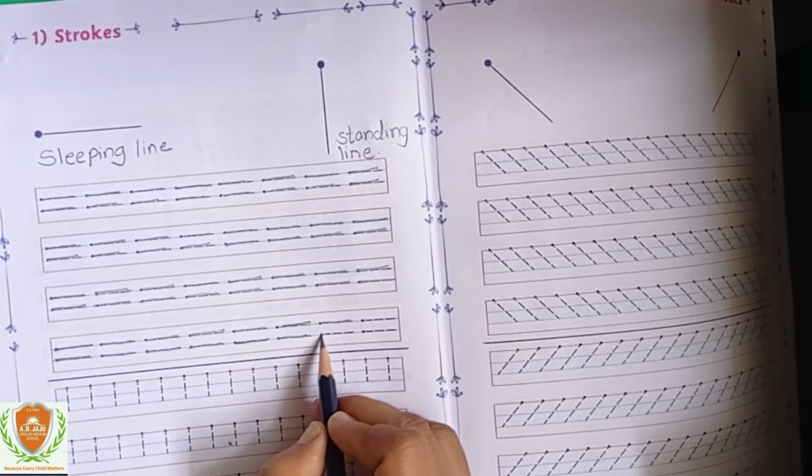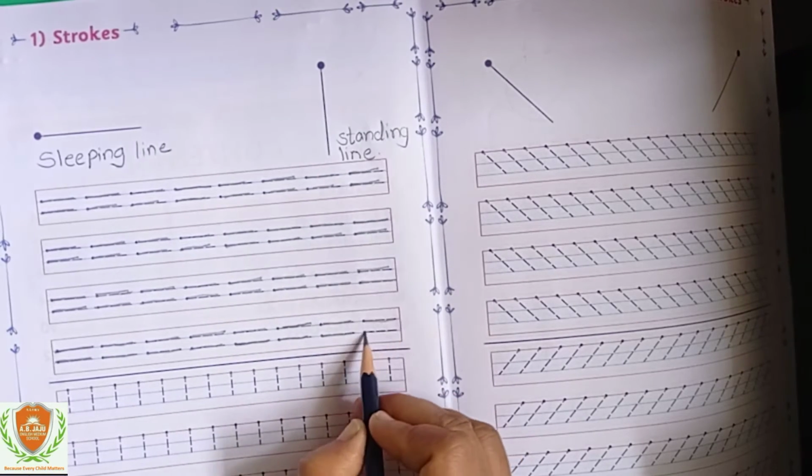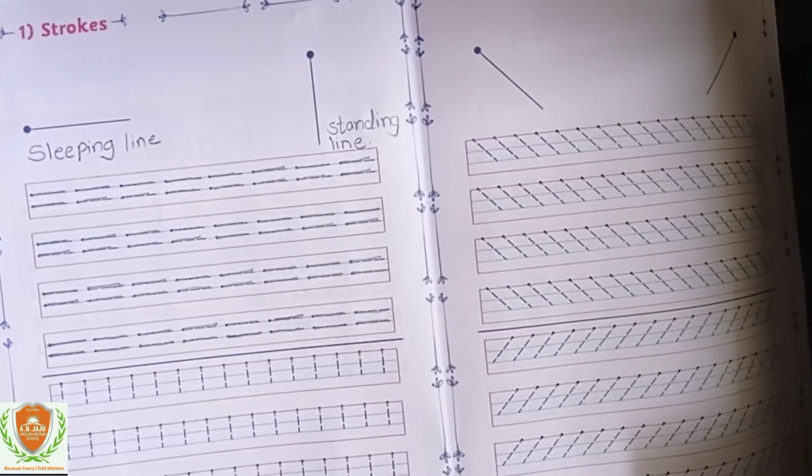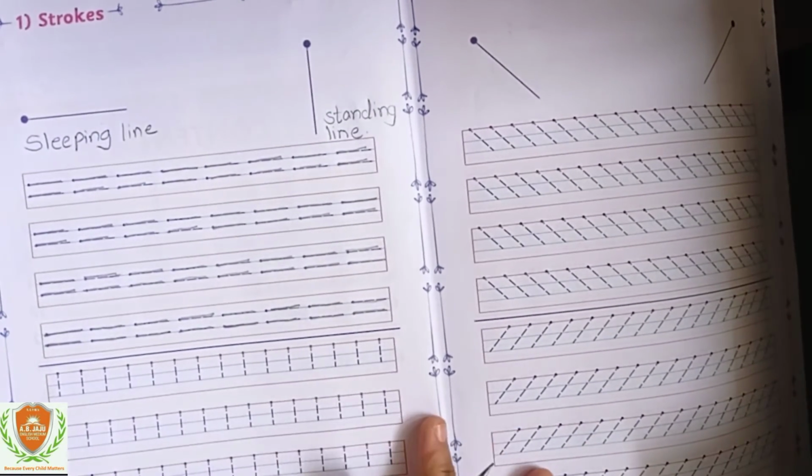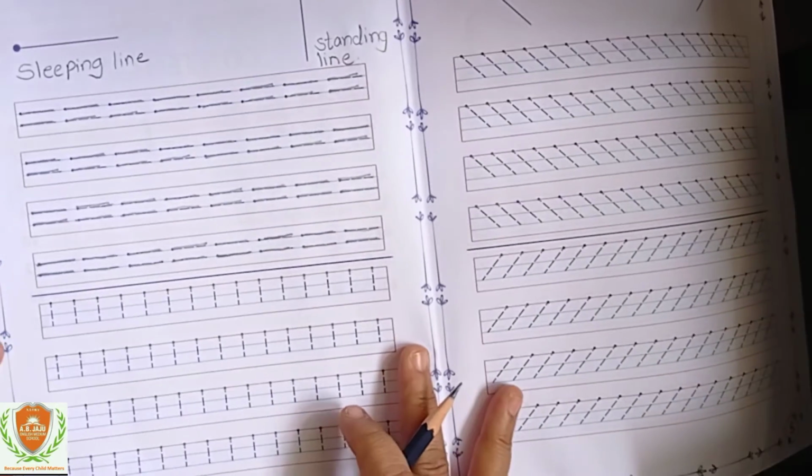Search for objects of sleeping line and standing line. Have you seen the objects at home? At your home, search for them.